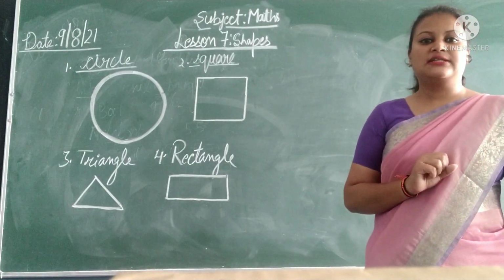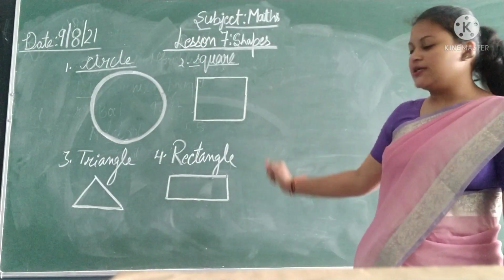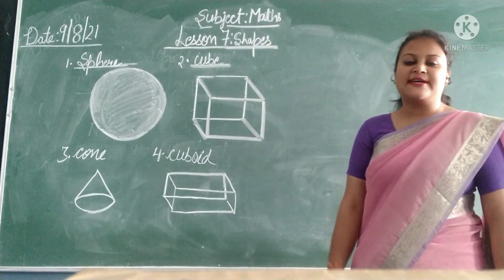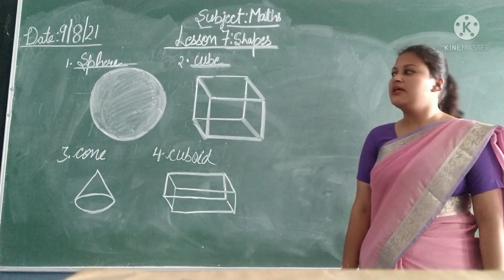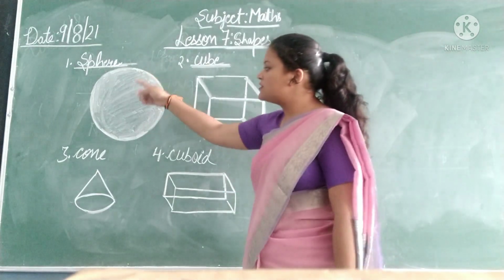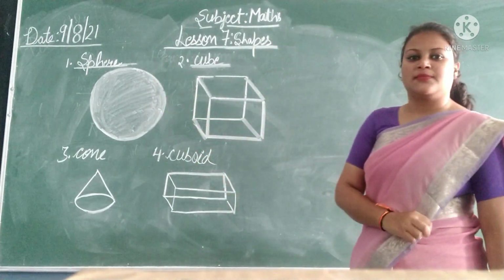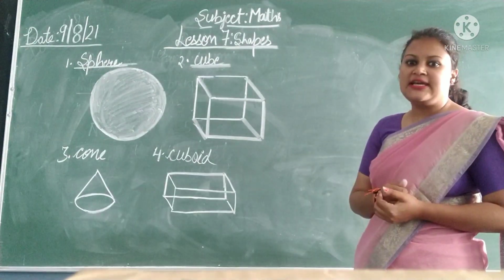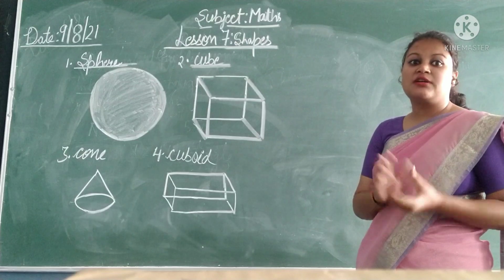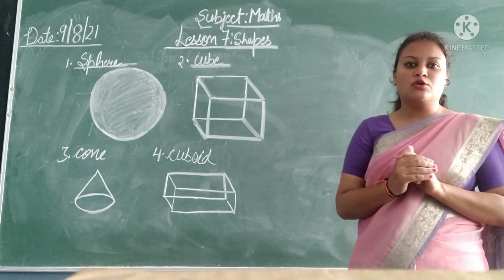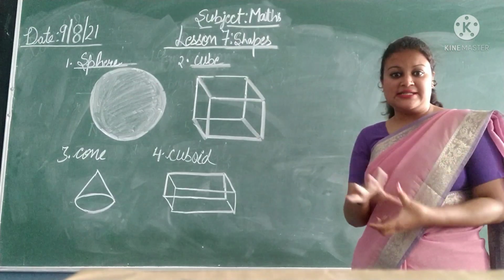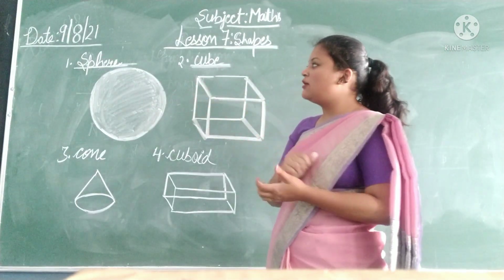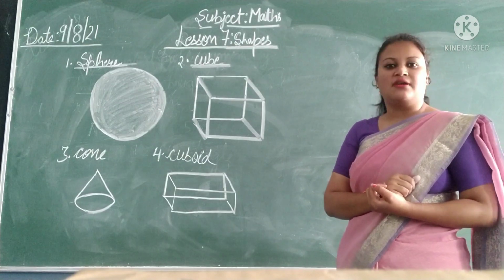Now we will see the 3D structure of these shapes. Friends, these are the 3D shapes of the shapes which we have studied previously. The 3D shape of circle is sphere. Suppose we take a globe. In the globe there is some material inside, so it has volume. So the 3D shape of circle is sphere.